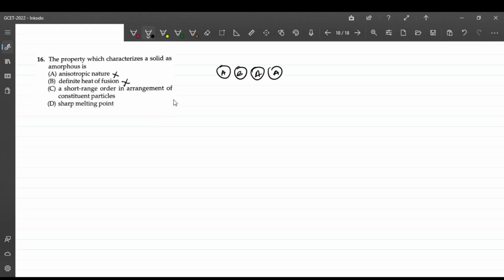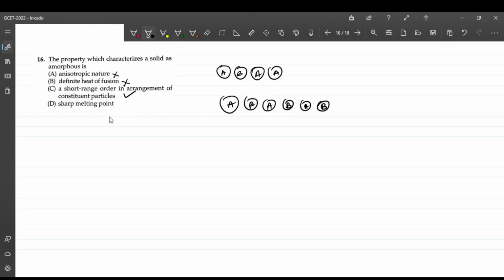So that's why it is short range. In a crystalline solid we can predict: this is A, then B, this is A, this is B. But in the case of amorphous solids, we cannot predict. So we say that it is a short range order. So that's why this is correct.